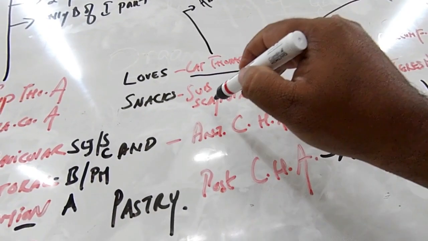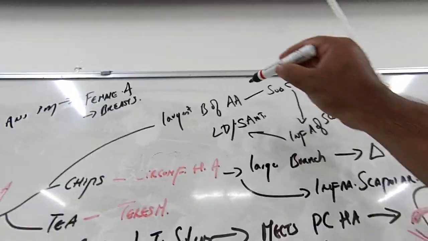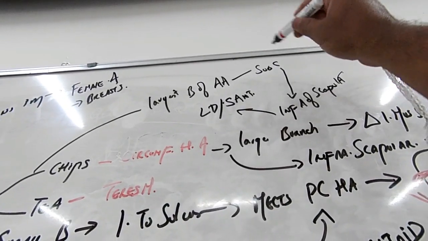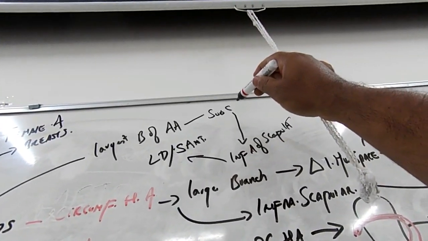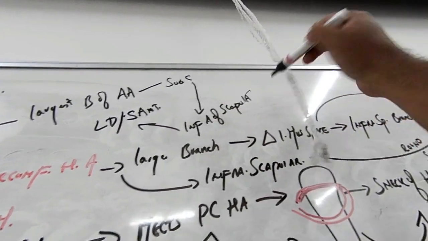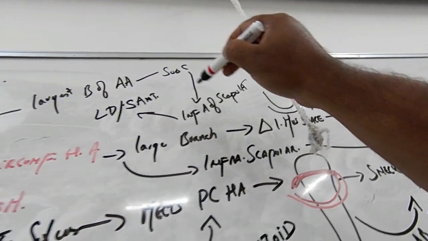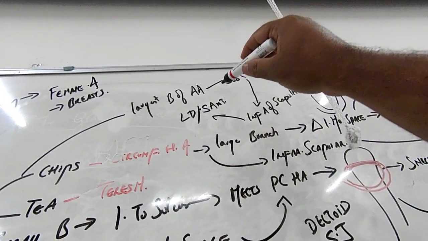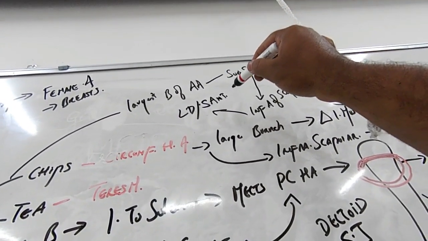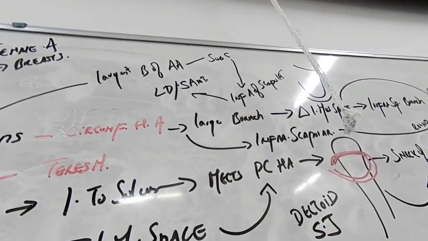And the most important for you will be the subscapular artery. This is the largest branch of the axillary artery. This subscapular artery, after passing the subscapularis muscle, goes down to the inferior angle of the scapula, and then immediately it is related to the latissimus dorsi and the serratus anterior, to which it supplies. Latissimus dorsi as well as serratus anterior.